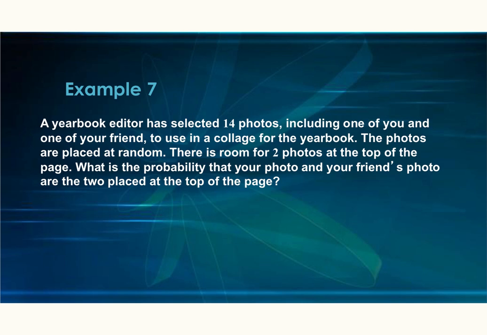Does it say like place 1 and place 2 at the top of the page? No, that would be a permutation, which places, like yours is in the first spot and your friend's is in the second spot. That's permutation. Because it says the 2 are placed at the top of the page, this is a combination. So we want to find the probability, which is why this one's going to be different.